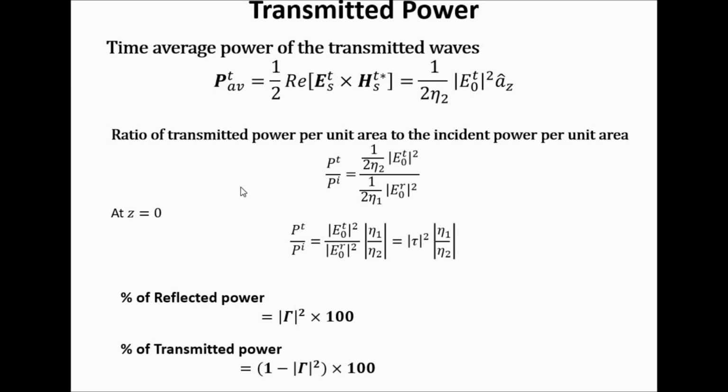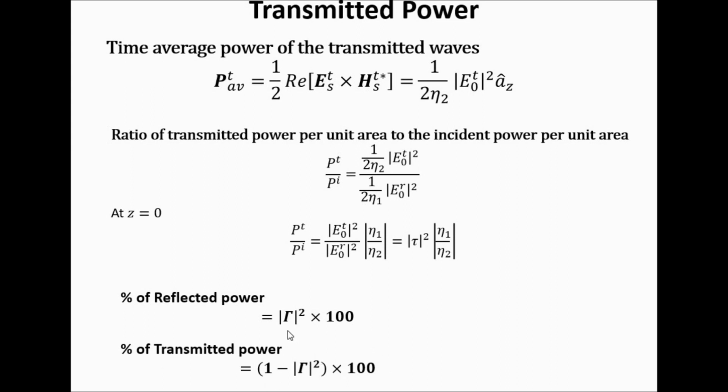For incident and reflected power, both happen in the same medium, but for incident and transmitted power, they are not happening in the same medium. Incident is in medium 1 and transmitted is in medium 2. That's why the formula is a little bit different in the case of the transmitted power. Sometimes we might ask you to find the percentage of reflected power. The formula is this: reflection squared times 100, and percentage of transmitted power is.